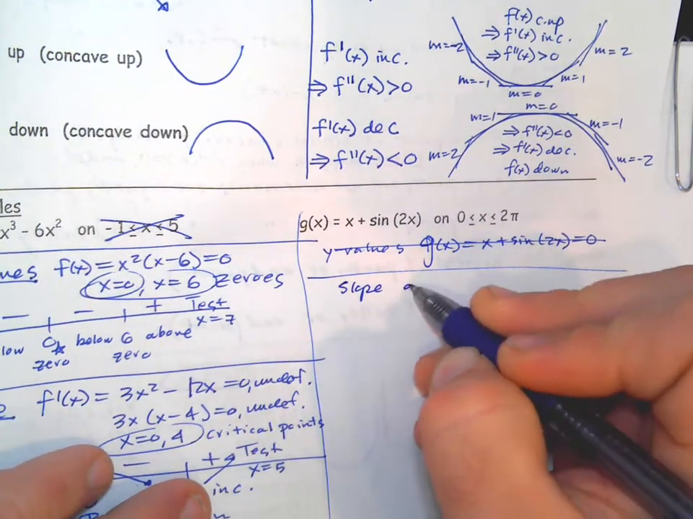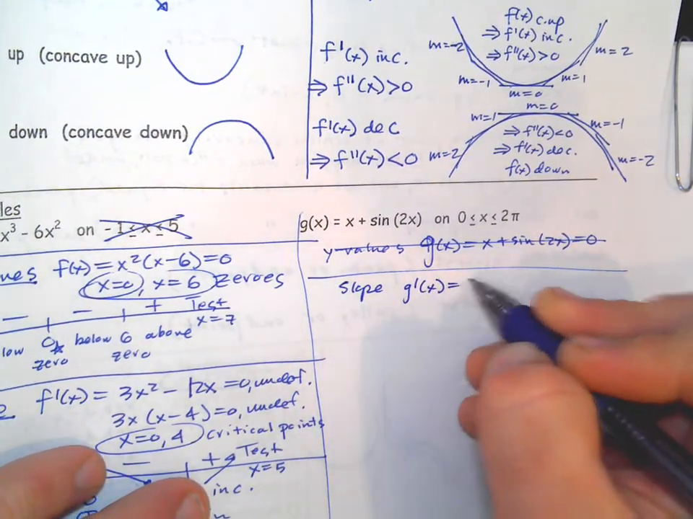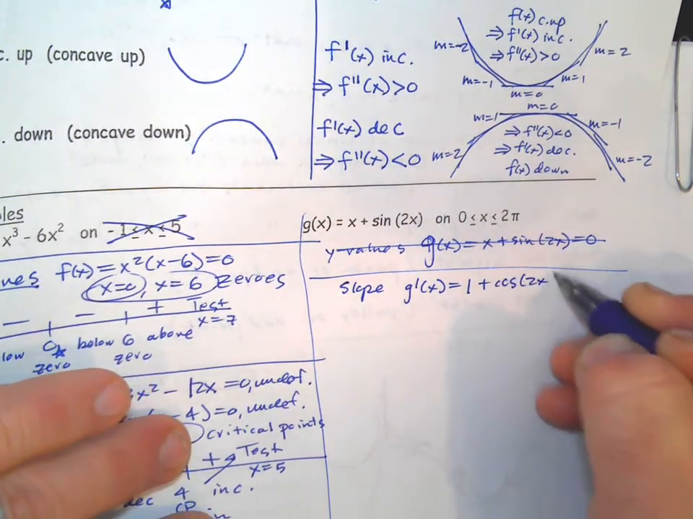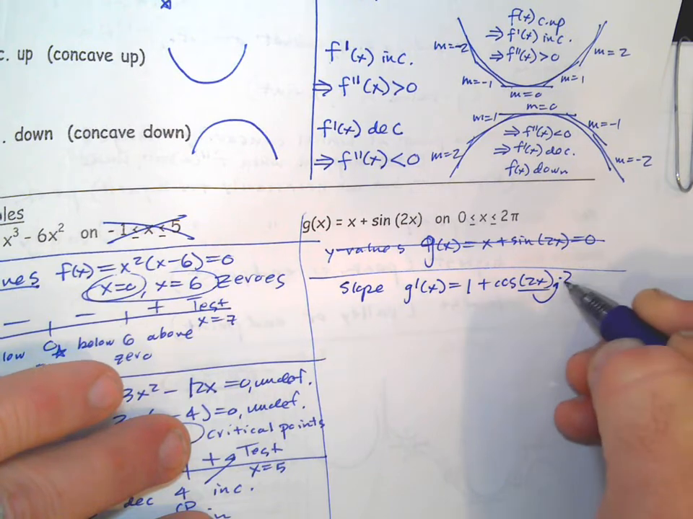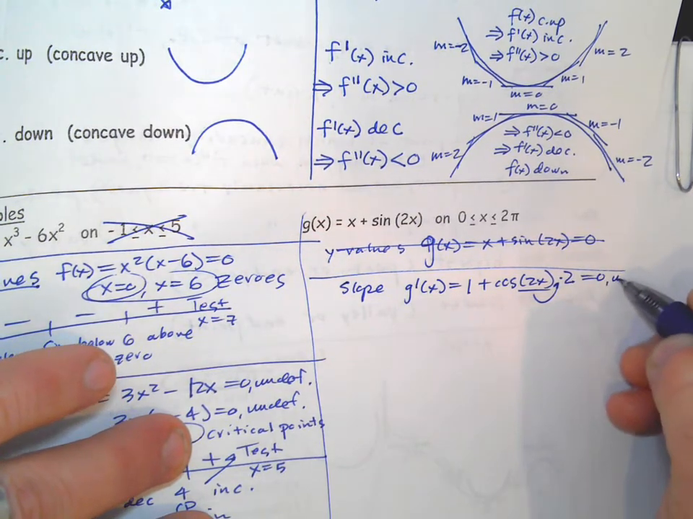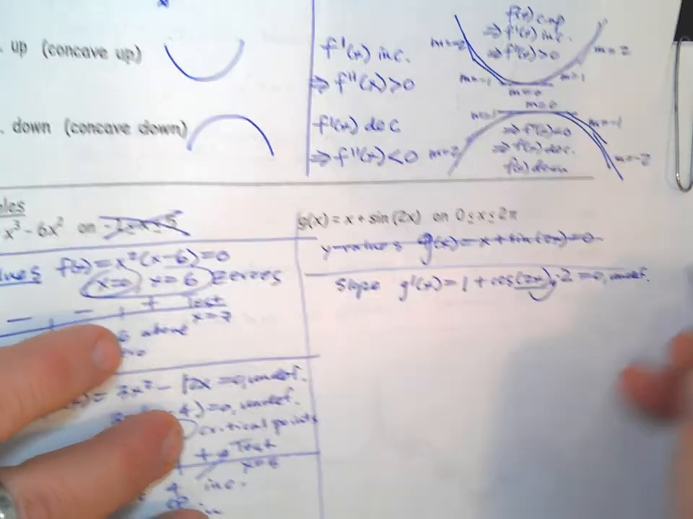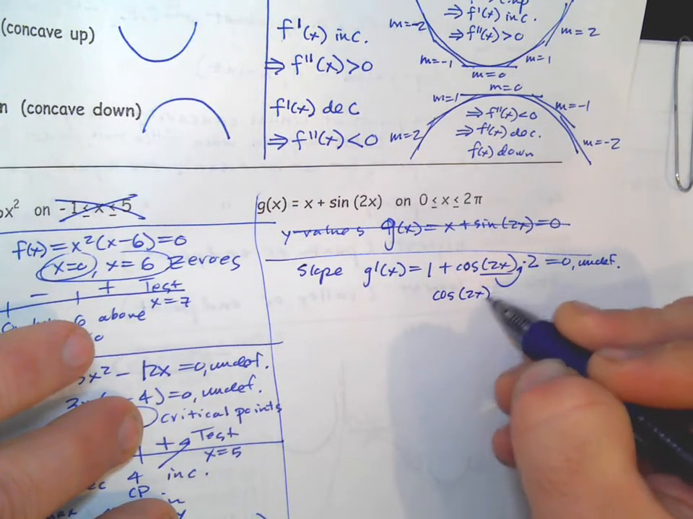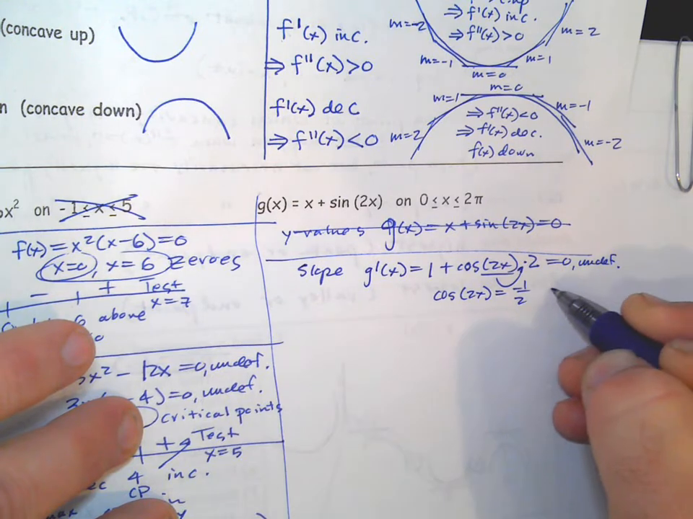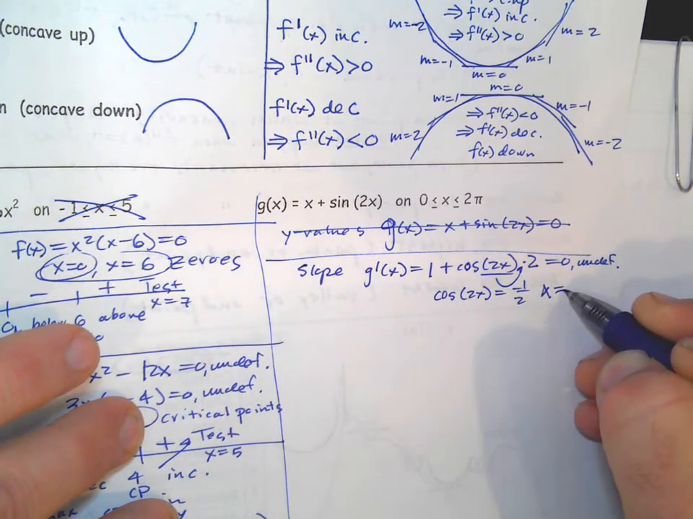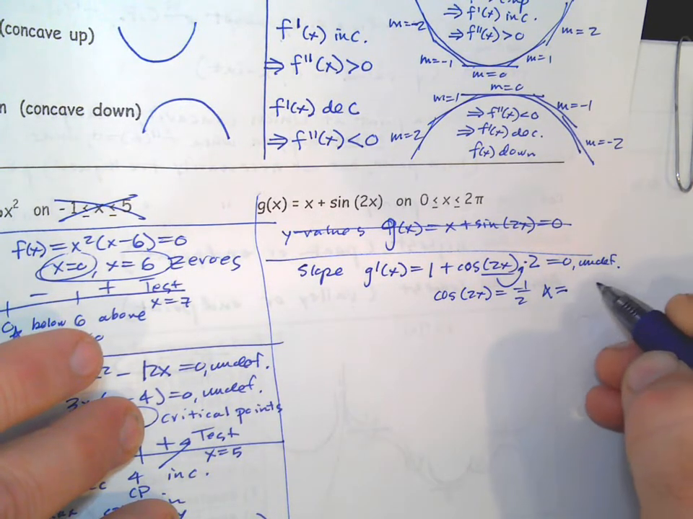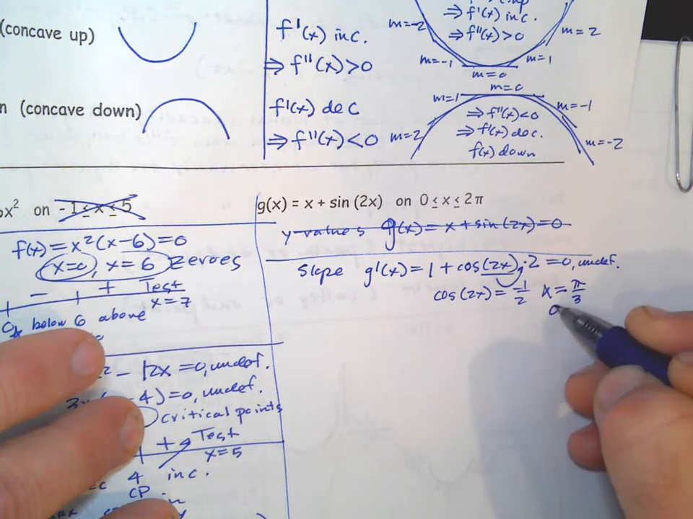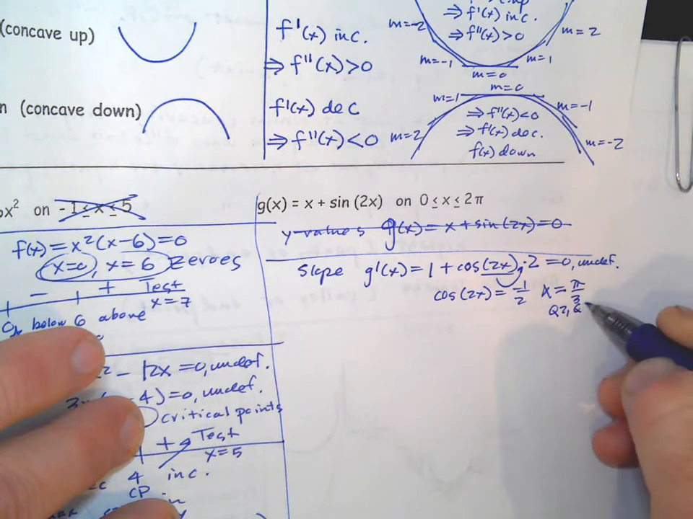So g prime of x equals 1 plus cosine of 2x. You've got a chain rule here. You're going to multiply by the derivative of what's inside. And then we're going to set it equal to 0 or undefined. And so we get cosine 2x equals negative 1/2. Reference angle: what is cosine equal 1/2? 1, root 3 over 2, root 2 over 2, 1/2. 0, pi over 6, pi over 4, pi over 3. Quadrants 2 and 3 is where it's negative.